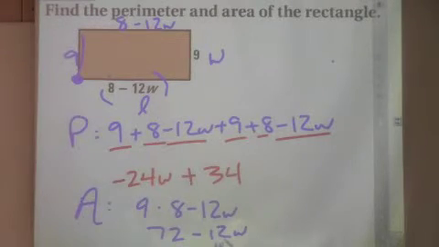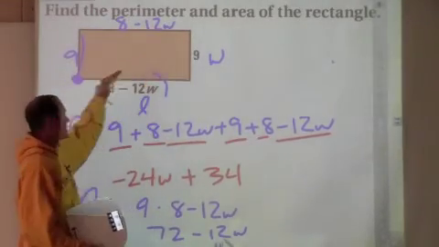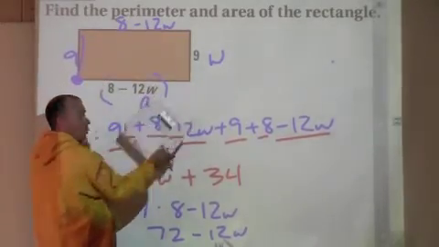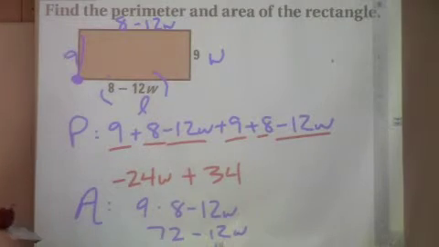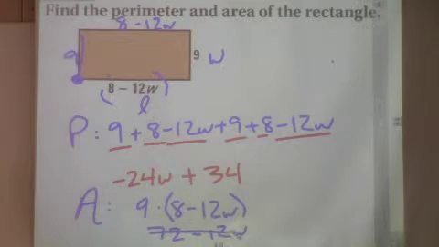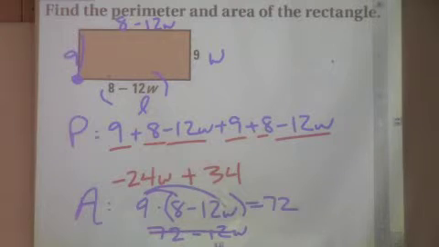The problem with that is you took 9 times the 8, but you have to take 9 times this entire side. Think of this side like a group of stuff. If you write it with parentheses, you're going to remind yourself that you have to do the distributive property. 9 times 8 minus 12w. Well, what's 9 times 8? 72. 9 times negative 12w, negative 108w.